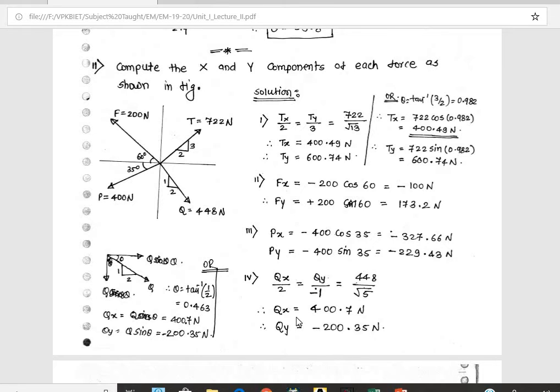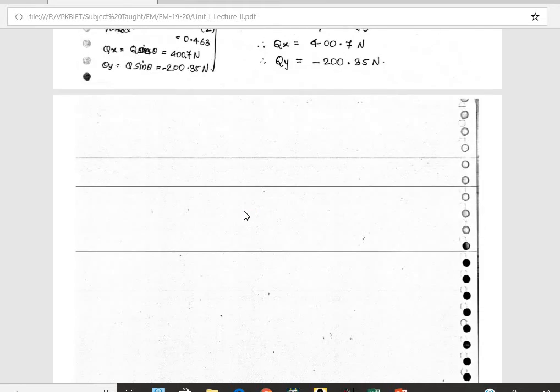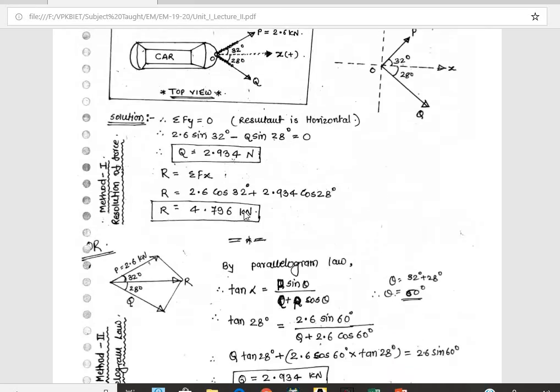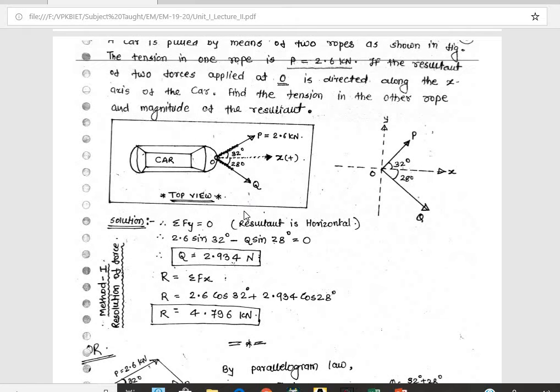And similarly Qx and Qy, after calculating, become Q cos theta, and vertical down, minus Q sin theta. Okay, so this way you have to resolve the forces. So problem number 2 is over. Now we are going to discuss the next numerical.